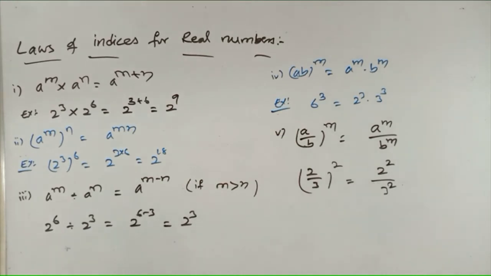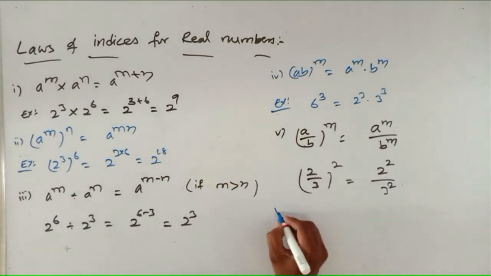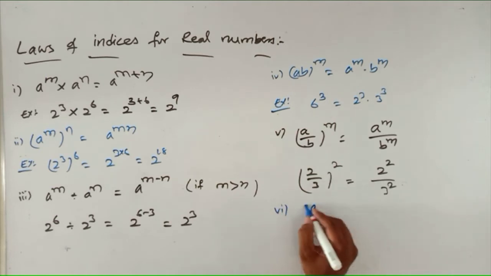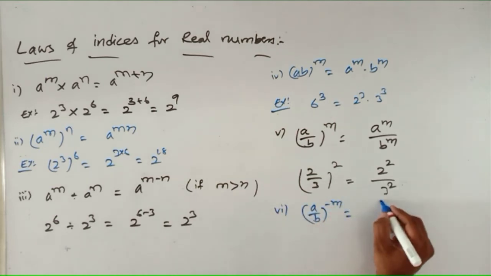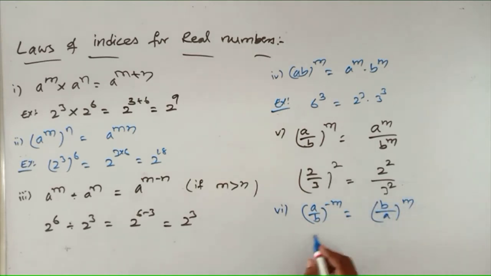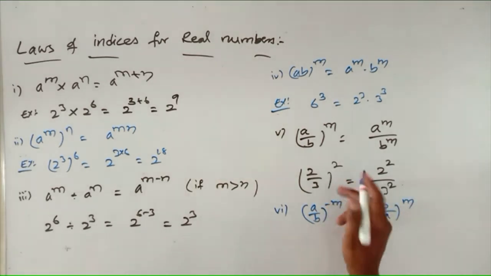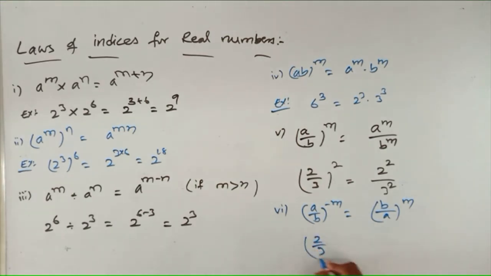The next formula is the sixth one: a by b whole to the power of minus m is equal to, simply reciprocate the numerator and denominator, b by a whole to the power of m. That's it. Example, taking the same example, 2 by 3 whole to the power of minus 2 is equal to 3 by 2 whole to the power of 2.